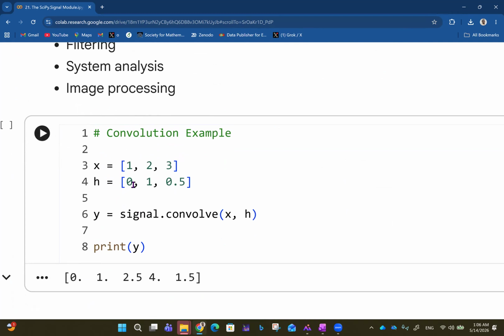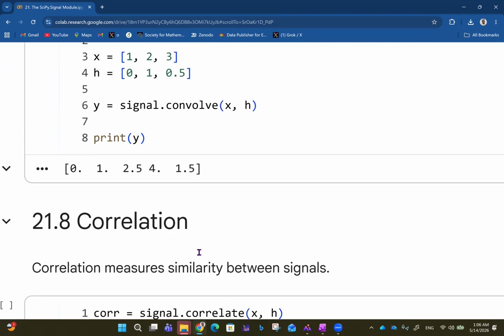So if you have X to be 1, 2, 3, and H is 0, 1, 0.5, then Y is signal.convolve, so you convolve the two, that's X comma H. You print the Y, which is the result of the convolution. Then you have 0, 1, 2.5, 4, 1.5. So it just does its own thing and gives us these outputs. That's what the convolution does.